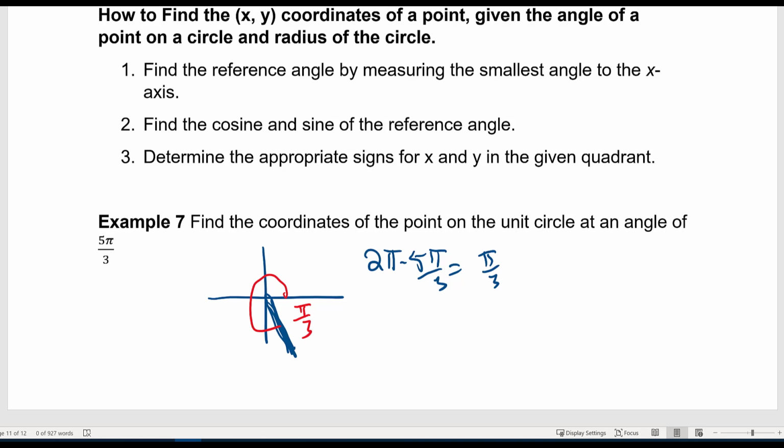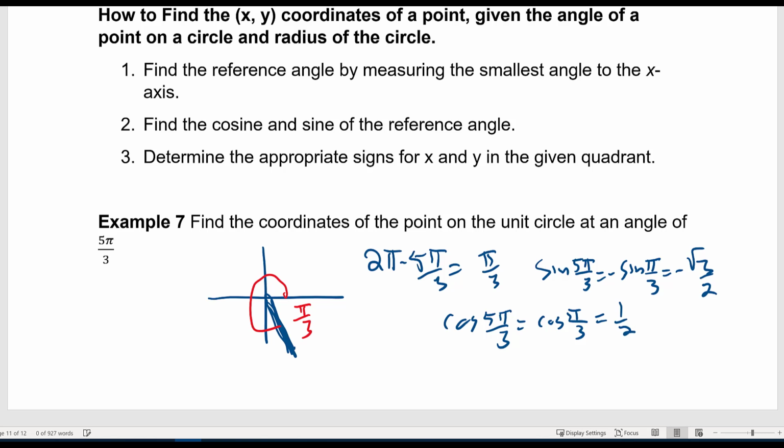Okay, so if we look at sine of 5 pi over 3, it's going to be the negative of sine of pi over 3 because sine's negative down there, because it's below the x-axis. So that's going to be negative square root of 3 over 2. Cosine of 5 pi over 3 is just going to be cosine of pi over 3. It's not negative because we're on the right side of the y-axis, so that's just going to be 1/2. So this will be located at 1/2 comma negative square root of 3 over 2.